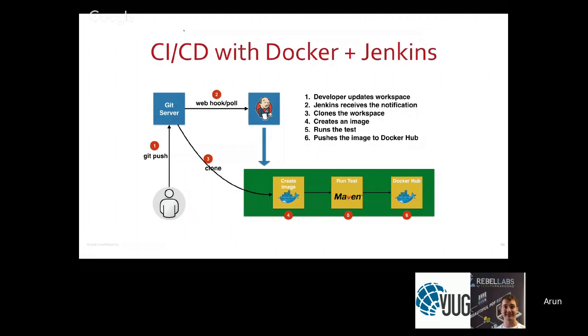Jenkins is configured to read that data either as a webhook or a poll. It clones a workspace. It creates an image. It runs a test on that image. And if the tests pass, it pushes that image to Docker Hub. Now, it could be Docker Hub, it could be a private registry, or it could be a private registry on Docker Hub. Either way, the point being, all of this setup can be done.